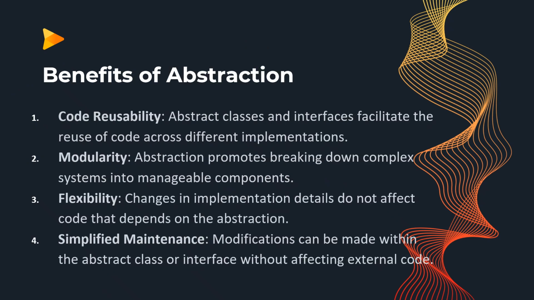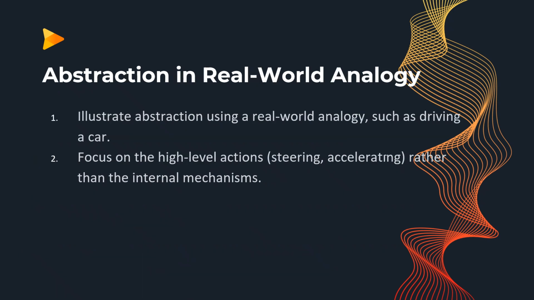Now, the benefits of abstraction. There are various benefits. First one is code reusability: abstract classes and interfaces facilitate the reuse of code across different implementations. It provides modularity: abstraction promotes breaking down complex systems into manageable components. It provides flexibility: changes in implementation details do not affect code that depends on abstraction. The last one is simplified maintenance: modifications can be made within the abstract class or interface without affecting external code. So these are the benefits of abstraction.